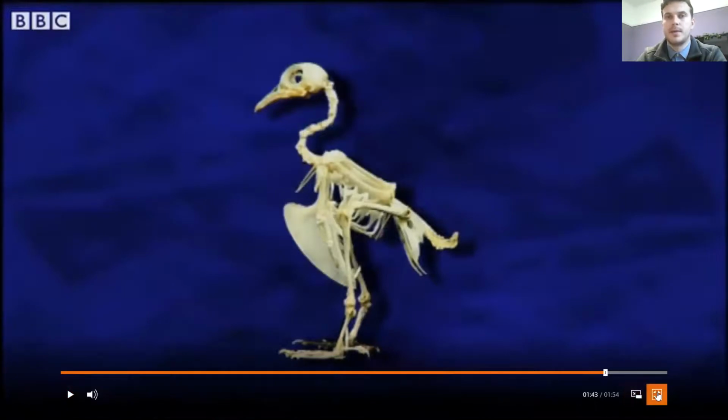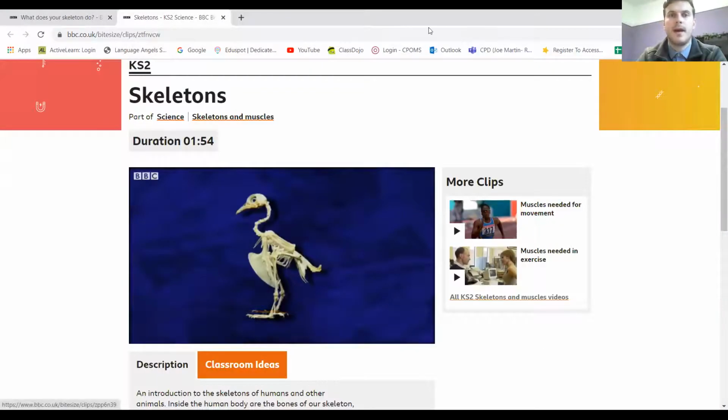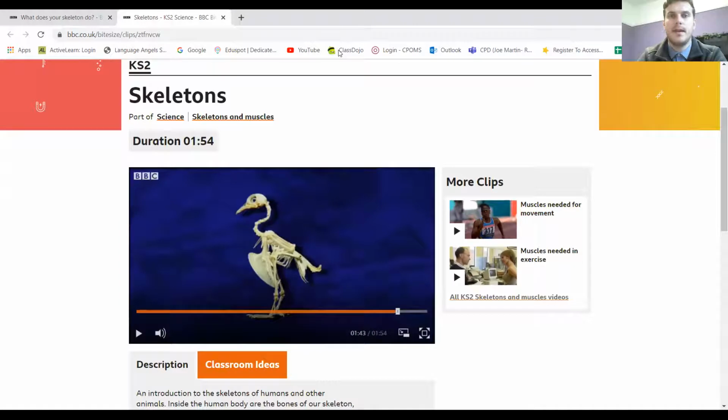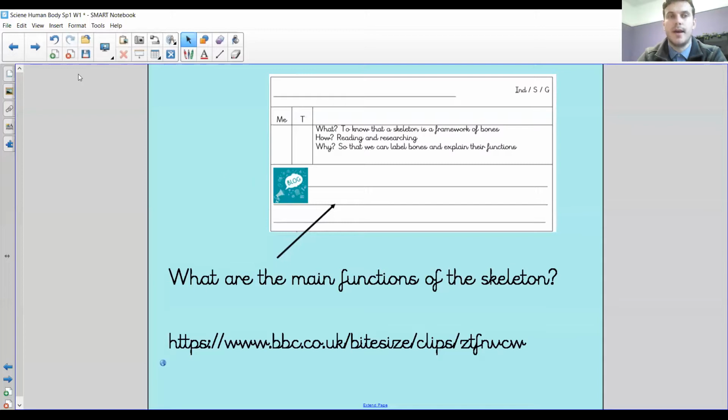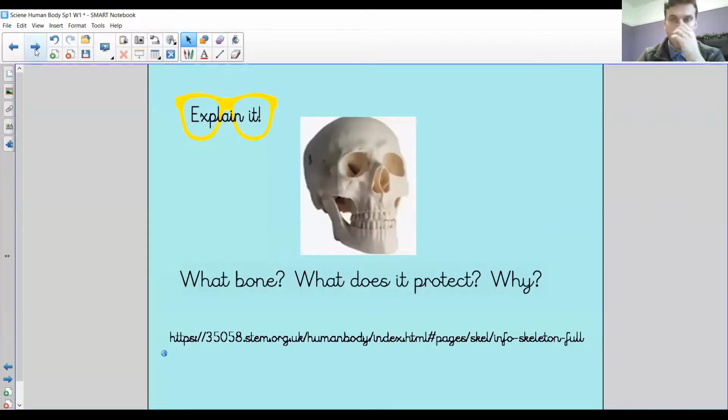Okay, right, we're going to pause it there. That video has hopefully given us some information about function. There are two that we were looking at, remember? Support and protect.